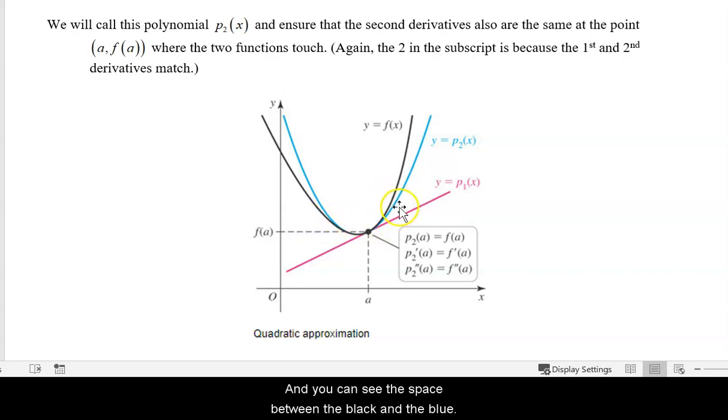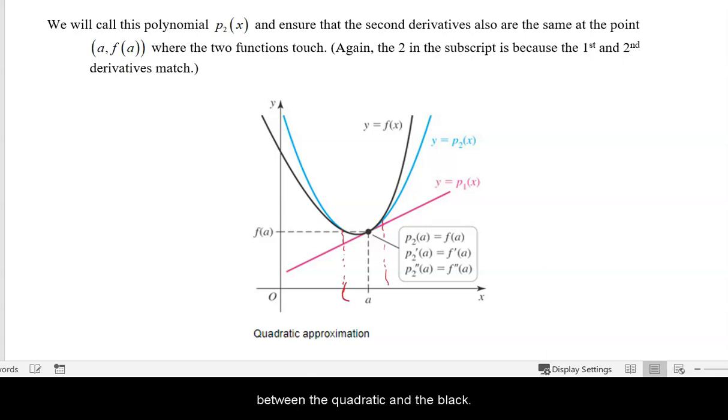And you can see the space between the black and the blue. In other words, there is a wider interval over which it appears that the quadratic is a better approximation. So for example, if I wanted to mark those, it looks to me like this is a good point where I can't see the difference between the quadratic and the black curve that we have for a function. On the other hand, for the line, I've got to be much closer.